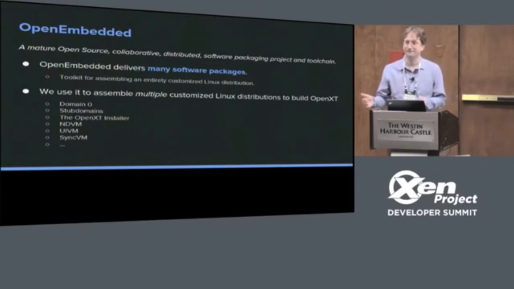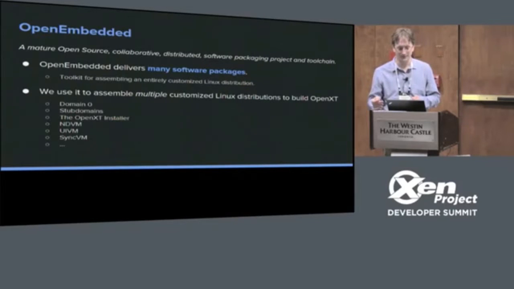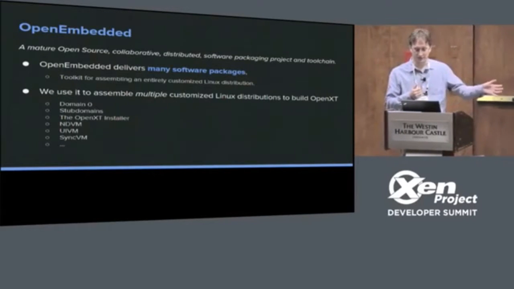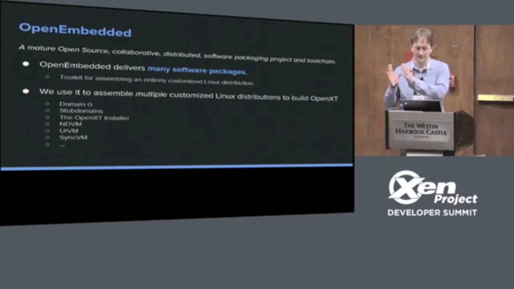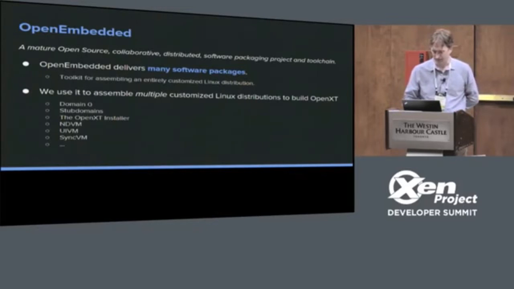And we use it multiple times because we need to build multiple customized Linux distributions in order to build OpenXT. So, you know, we have one configuration for the contents of DOM0, but also subsequent configurations for our stub domains, the installer file system, our network device driver virtual machine, the user interface VM. And so we iterate through this OpenEmbedded build multiple times in order to crank out an OpenXT build.